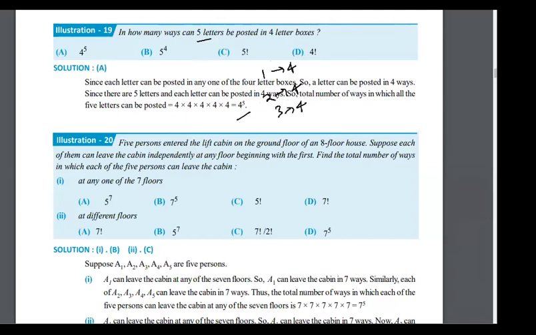But if the question would have been something like this, in how many ways can the letter boxes get the letters, then it would have been 5 to the power 4. Very good, everyone. Okay, so see question number 20. Please go through question number 20.